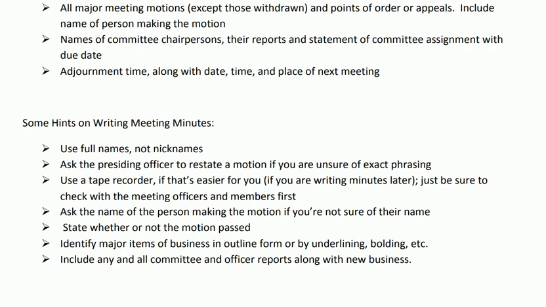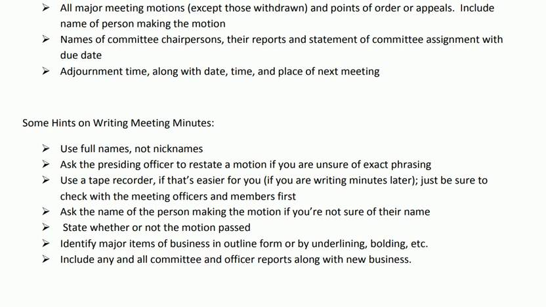Like if someone doesn't know the name of a person who is presenting or ordering a motion, then you should ask another member, so you can write the name of that person correctly. State whether or not the motion is passed. Identify major items of business in outline form or by underlining, bolding, etc. Some key highlights, some key aspects.